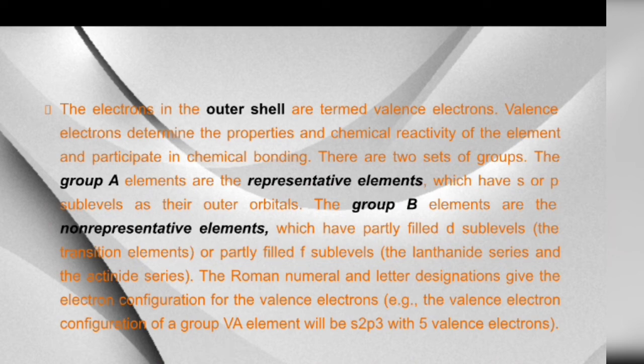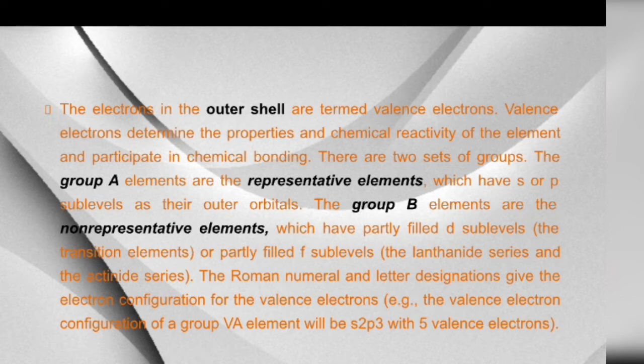The electrons in the outer shell are termed valence electrons. Valence electrons determine the properties and chemical reactivity of the element and participate in chemical bonding. There are two sets of groups. The group A elements are the representative elements, which have s or p sublevels as their outer orbitals. The group B elements are the non-representative elements, which have partially filled d sublevels, the transition elements, or partly filled f sublevels, the lanthanide series and the actinide series.